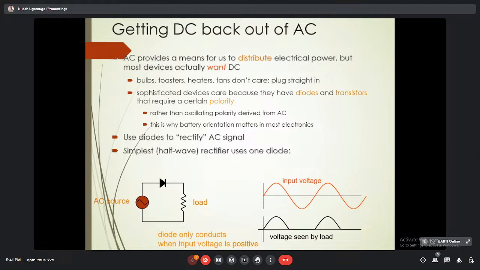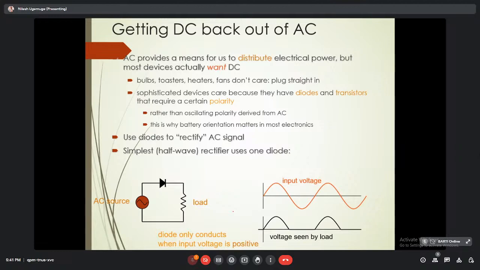So this is why battery orientation matters in most electronics. That is why in most electronic circuitry we are using a battery. A battery is nothing but the power supply. We are not using alternating current. So use diodes to rectify the AC signal. The simplest half wave rectifier uses one diode. You can see here, the diode only conducts when the input voltage is positive. But in the negative cycle, it doesn't conduct. That's why you can see the half wave rectification in the black colored picture, the voltage seen by the load.